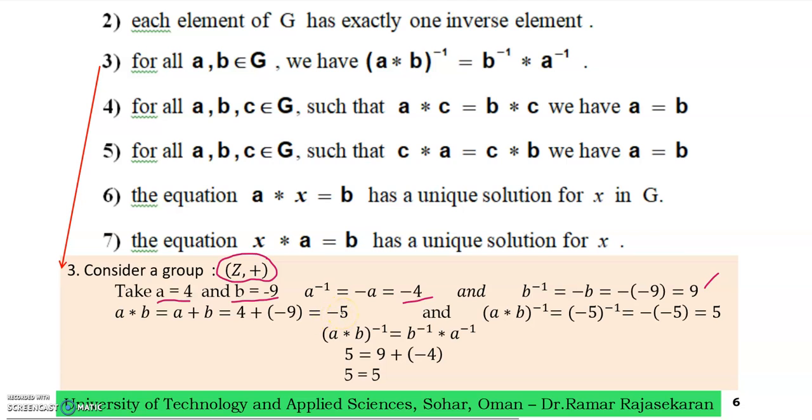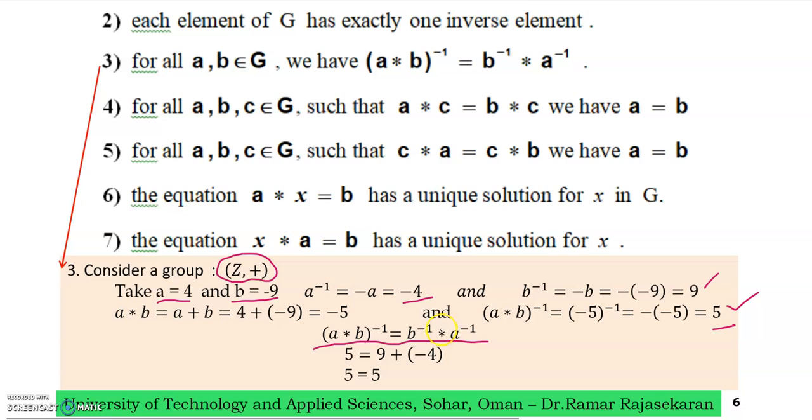So what is the inverse of this? The inverse of minus 5 is plus 5, by this rule. Inverse is nothing but minus of the element, so plus 5. So now I found (a star b) whole inverse, which is 5. Then b inverse I know is 9, and a inverse I know is minus 4. So now you check this property. Actually this is property 3. Now this is 5 is equal to b inverse, which is 9, plus a inverse, which is minus 4.